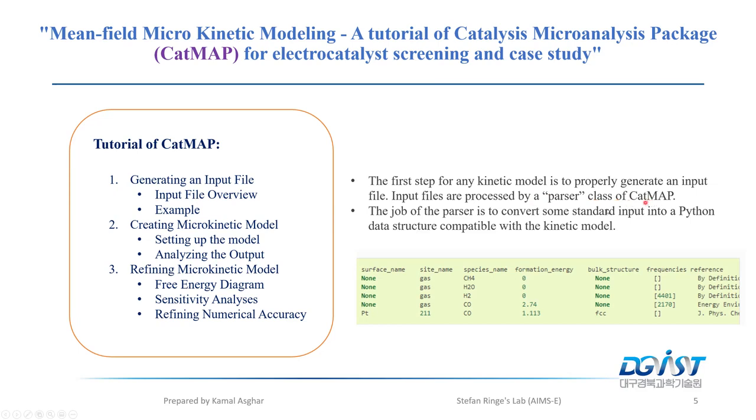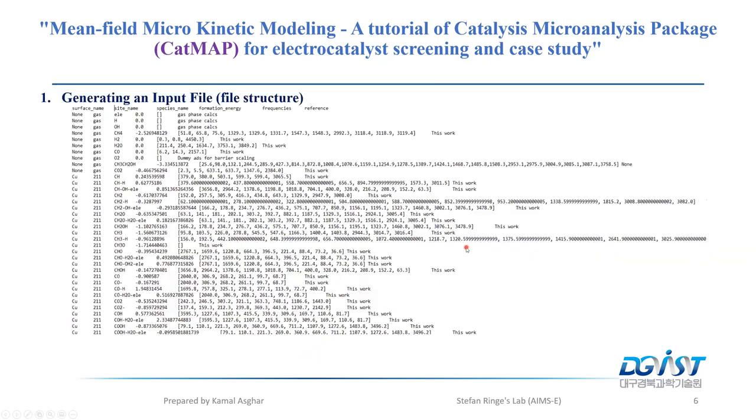So these are the classes of CatMAP. The job of the parser is to convert some standard data into a Python data structure compatible with the kinetic model. Because we use the Python programming language in this Catalysis Microanalysis Package, the parser actually converts the standard input into a Python data structure which Python can read. And then you get something like this, but I will explain these things later.